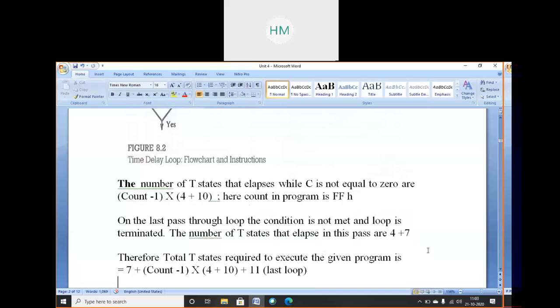You can write these statements. The number of T states that elapse while Z is not equal to 0 are (count - 1) into 4 plus 10. Your count in the program is FFH, we all know. On the last pass, it is 4 plus 7, which is 11. Therefore, the total T states required to execute the given program is this. Did you understand this last equation, which is very important? If not, put your queries in the chat box.